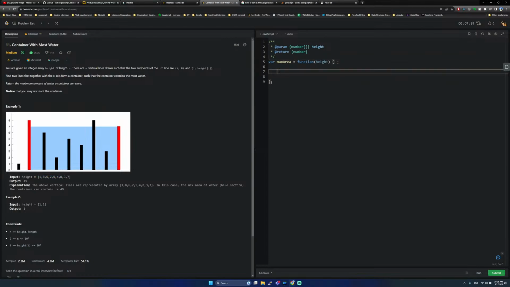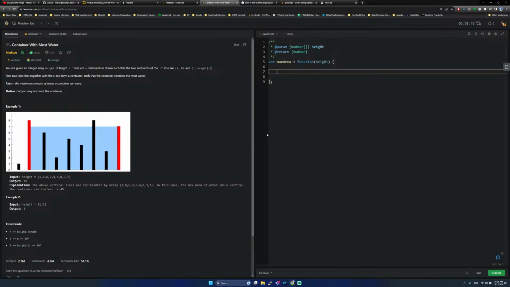So yeah, we'll always have a height. If less than height of i, n will always be at least 2. Okay, so the constraints say n will always be at least 2. I should have asked what the array looks like. Will it be empty? It won't be empty.